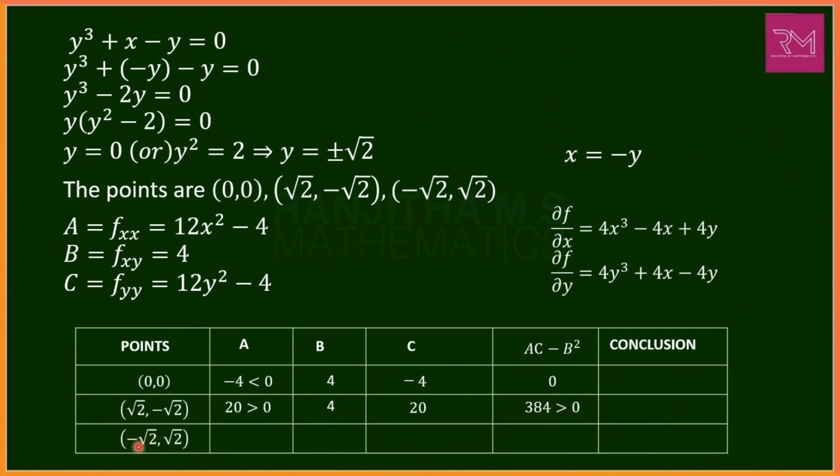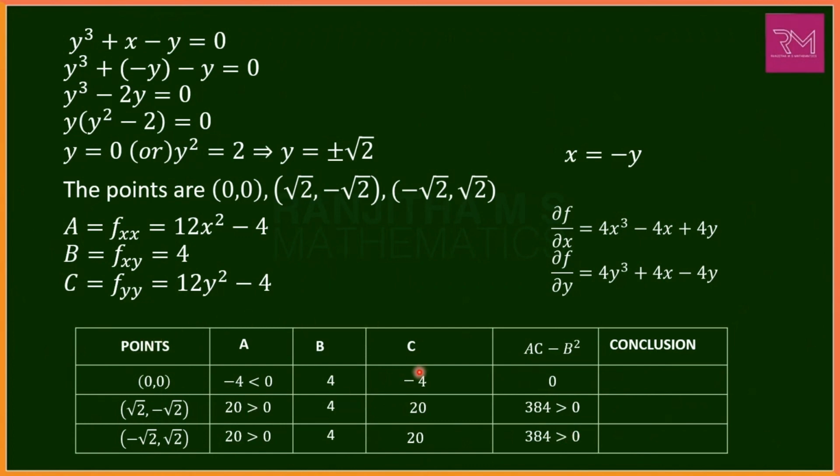In a similar way, we put x as −√2 and y as √2. Hence, we get the A value as (−√2)², that becomes positive 2. That is 12 into 2 is 24, minus 4 is 20, which is greater than 0. B is 4 itself. And for C, we substitute y as √2. Hence, we get (√2)², 2, the root gets cancelled, 12 into 2 is 24, minus 4 is 20. Hence, we get AC − B² as 20 into 20 is 400, minus B², which is 4², that is 16. Hence, we get the value of AC − B² as 384, which is greater than 0.